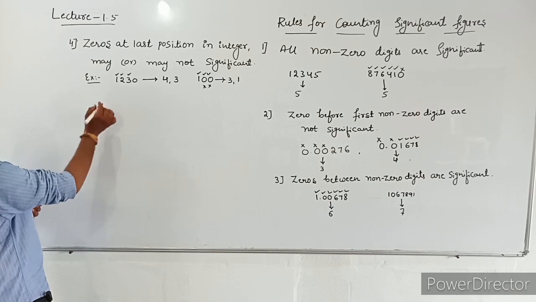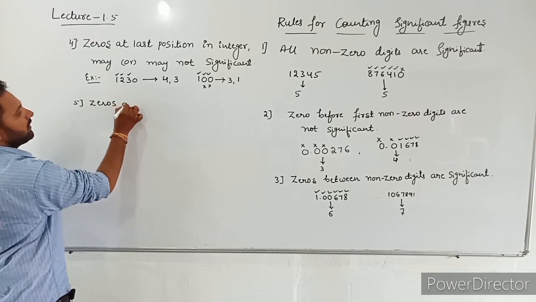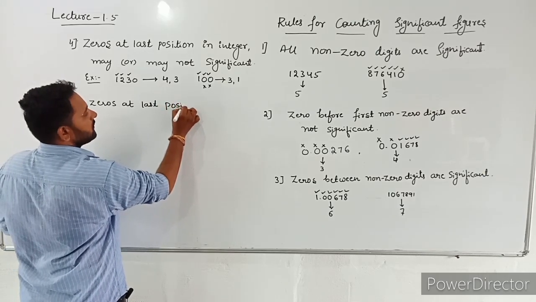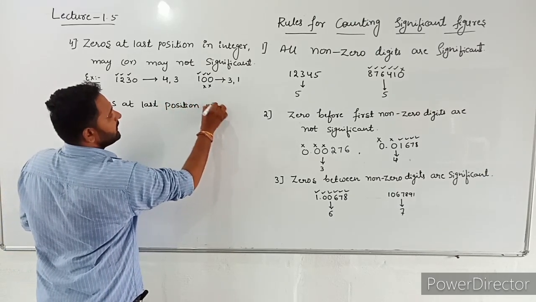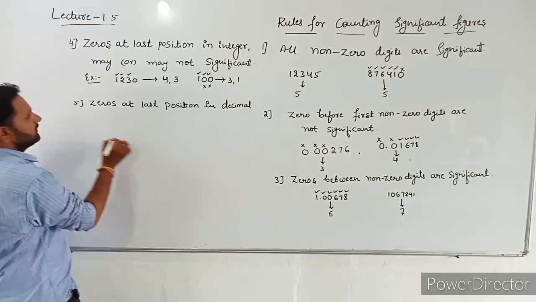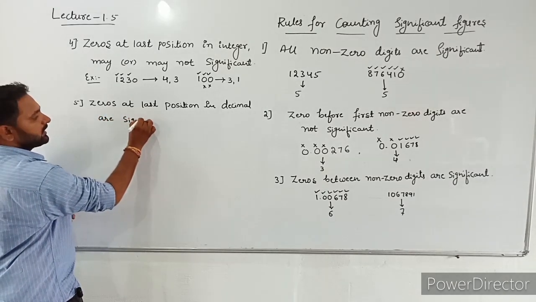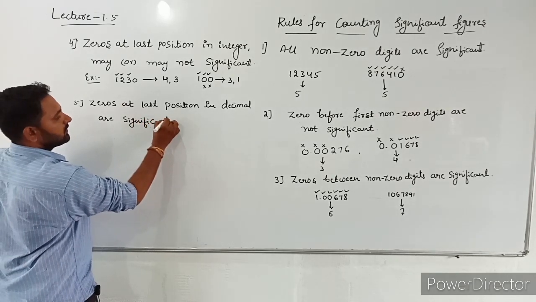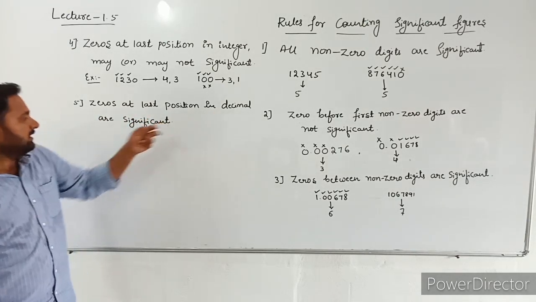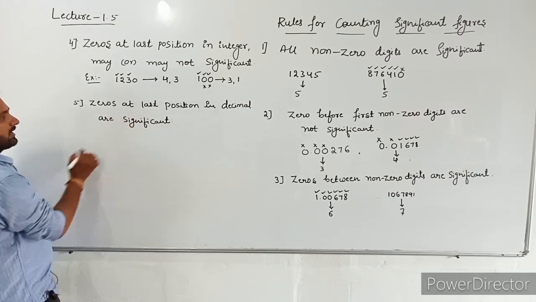Okay, let us go for the fifth rule. If zeros are present at the last position in decimal, they are significant. If zeros are present at the last position in decimal, they are considered as significant. Okay, let us check one example.